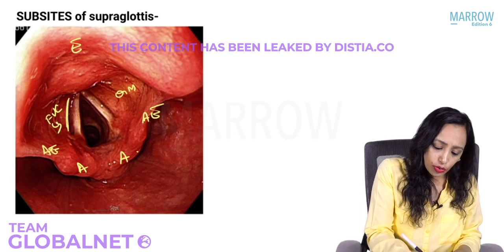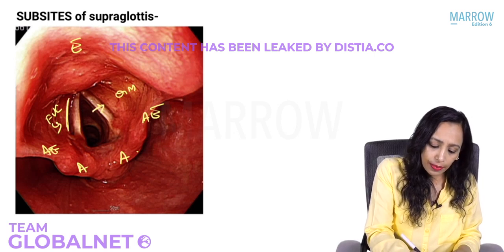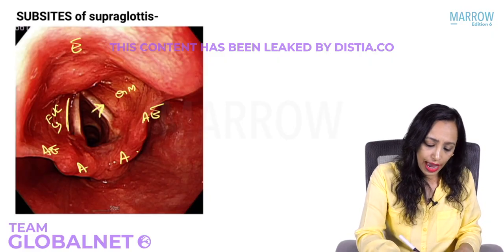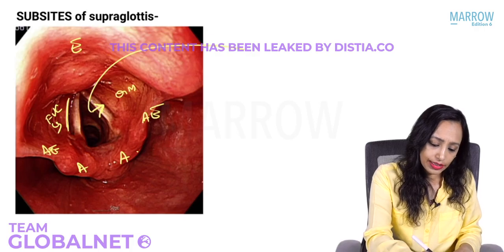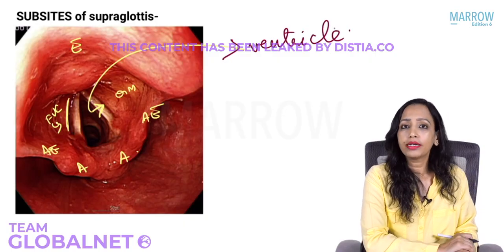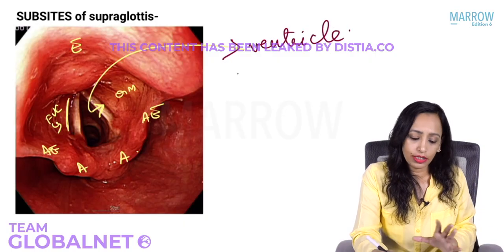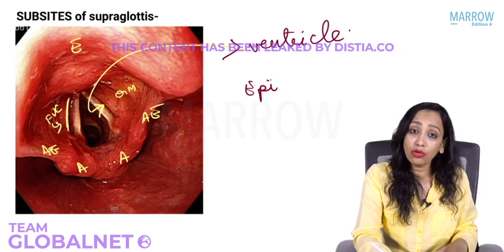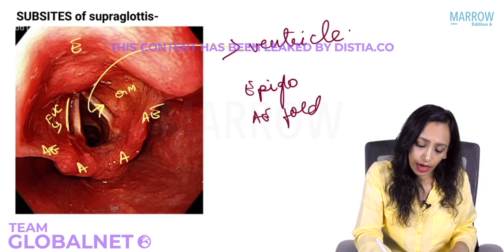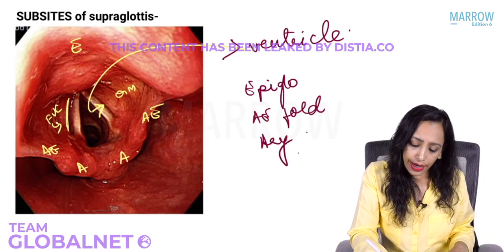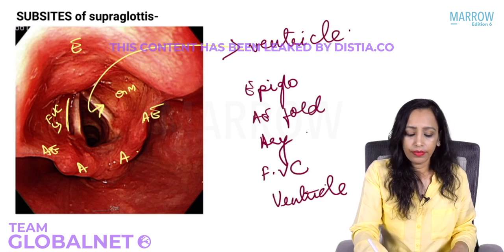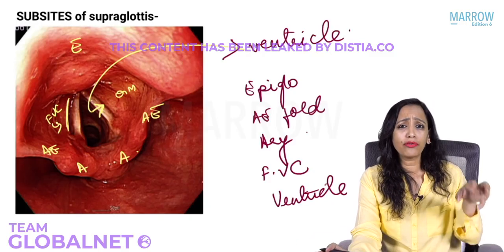And in between the false vocal cord and the true vocal cord, this gap in between the false and the true vocal cord is known as the ventricle. Is that clear? So we have all these parts. These are the components of supraglottis. Now you tell me quickly: epiglottis, aryepiglottic fold, arytenoid, false vocal cord, and ventricle. Is that clear? Absolutely clear.